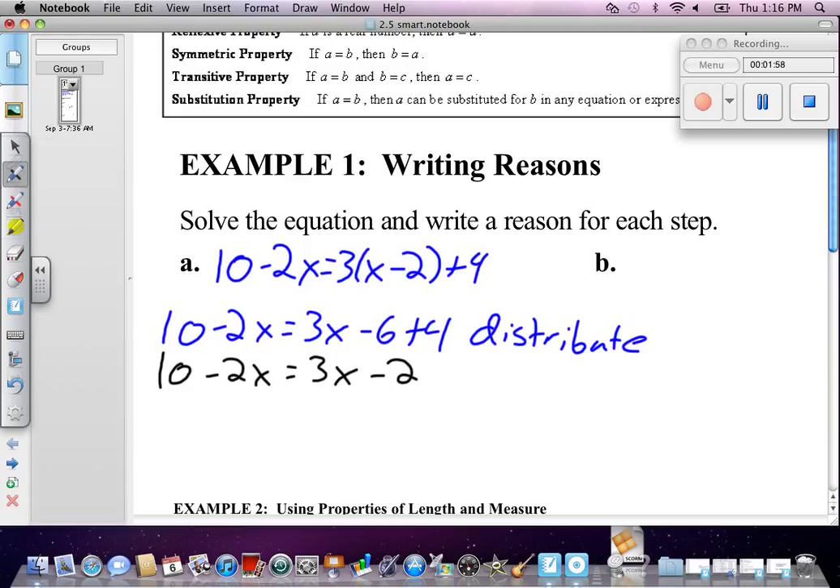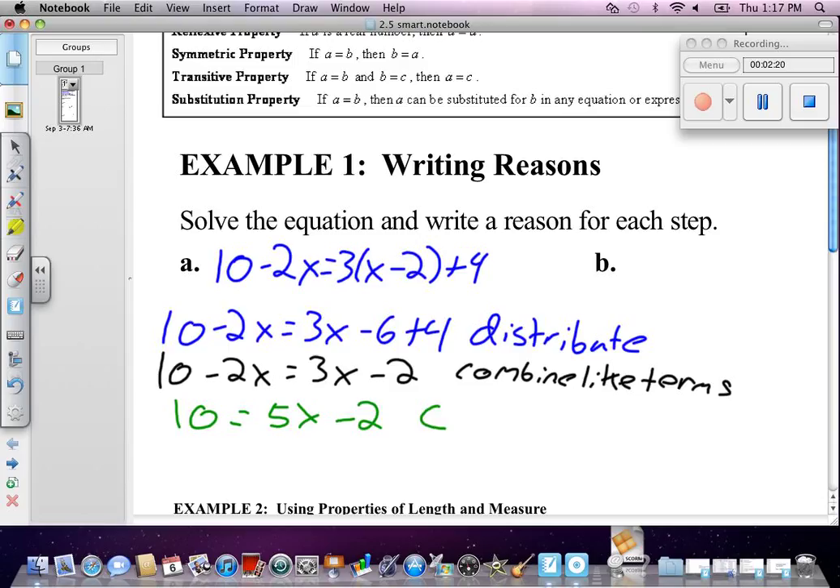I say combine like terms. Next thing, I'm going to get all the x's on one side. So I'm going to add 2x. And I say combine, X is on the one side. Now I'm going to add 2 to both sides. We call this addition.